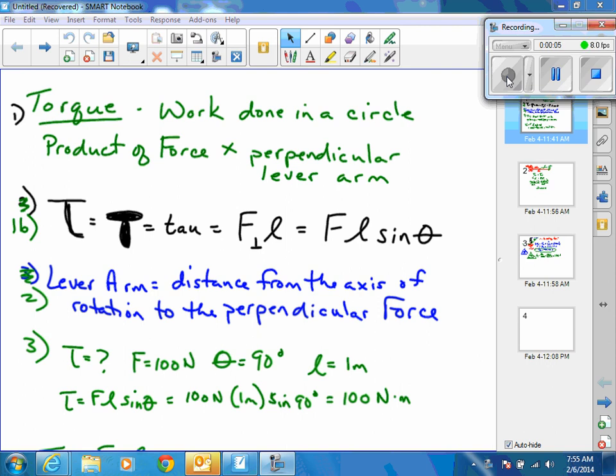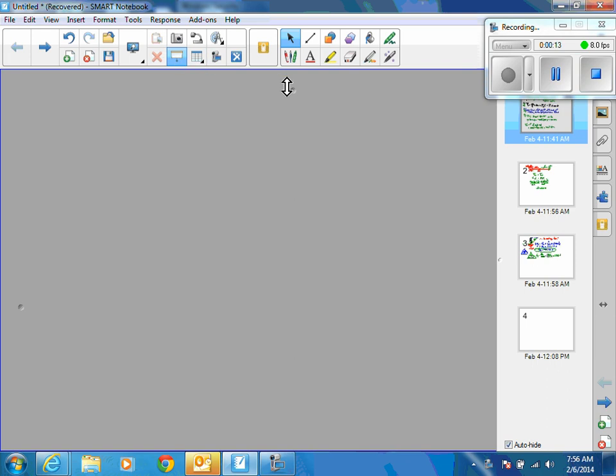This is the torque notes and practice problems, and I'm going to run down through this so fifth and sixth period can get caught up from the snow day. On the very first one, it told you to define torque.